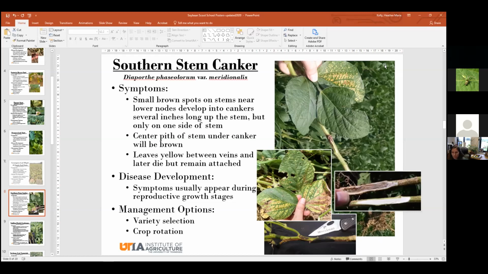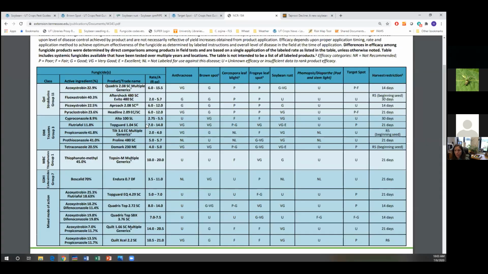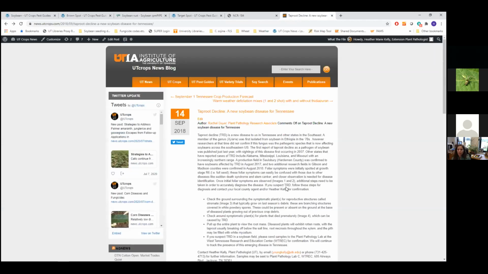One other disease I want to point out here that can look very much like stem canker. Don't just assume you have stem canker because you see this type of foliar discoloration. You want to make sure you're not looking at a brand new disease called taproot decline. And so here again is one of our resources, news.utcrops.com.